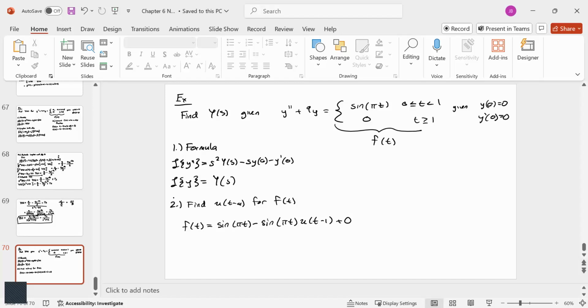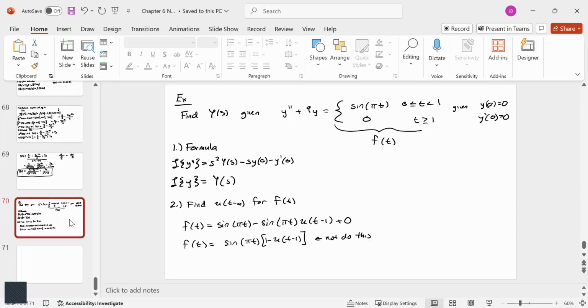So there's our step function. Some people might write it this way, where they factor out a term and then do 1 minus u of t minus 1. That's a possibility. Again, it's personal preference. I personally would just leave it alone, because I'm going to have to Laplace it anyway, so the Laplace of that just seems like more work. Okay, so we found our step function.